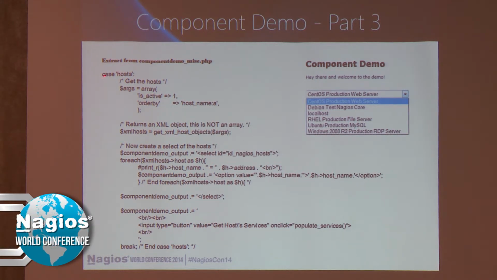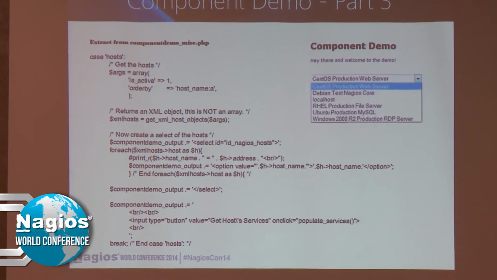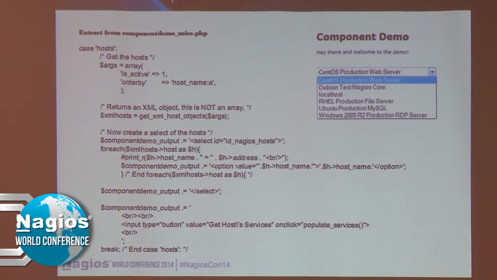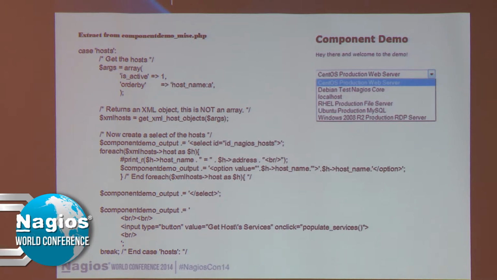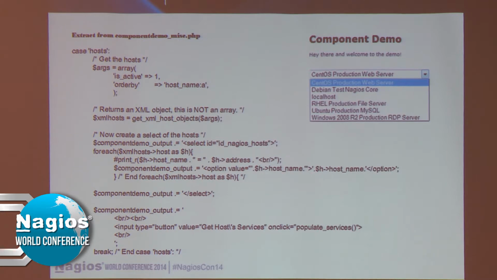What we've done, and this is a switch statement inside the PHP file, and this is the host, this was the request that we got through. So XI has some background functions available for you to get objects and get items in there, and so you can do this sort of stuff with it. What that is, we call the function called get XML host objects with this variable called args, which is this here, which is an array of items. And in this case, we only want active hosts, and we want to order them by the name of the host in an ascending order.